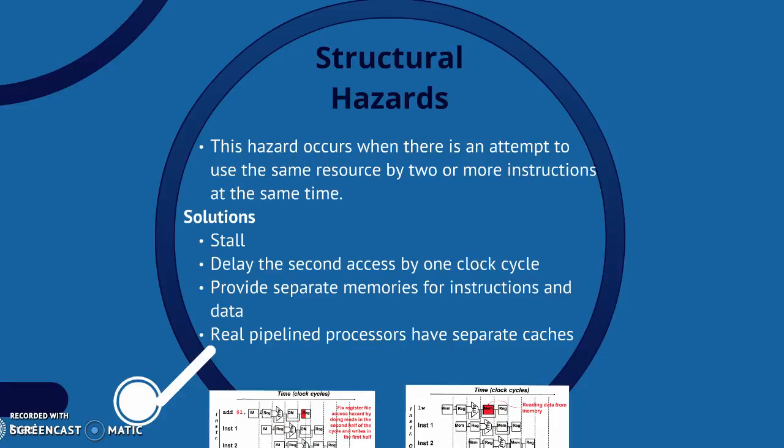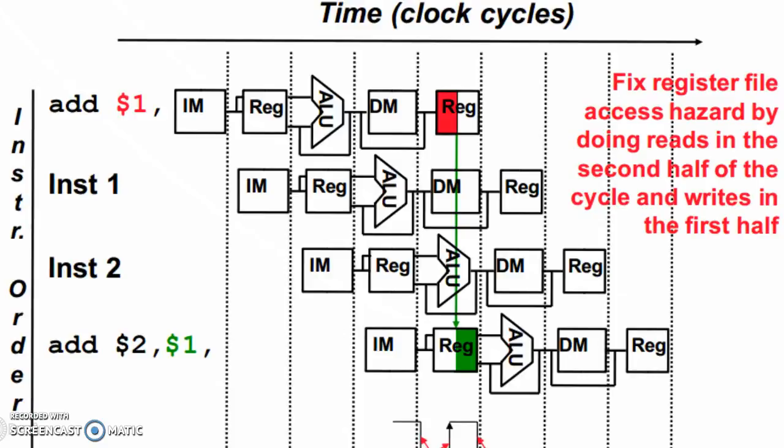As we can see here, we have an example of a structural hazard. Here we have two R-type instructions, add and add, that are using register 1 to read and write. Even if these two instructions are two instructions apart from each other, there is still a dependency in the pipeline, as we can see here. A way to fix this dependency is to fix the register file to do two things at once: read in the second half of the cycle and write in the first half of the cycle, or vice versa.